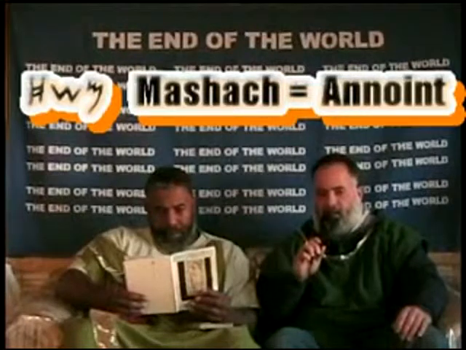Anoint. Right, anoint. Now the word anoint is mashach. Ma-sha-cha. But the ma is separate. The sha and the cha at the end are connected. Mashach, which is anoint. That's when somebody pours oil on your head, you're being anointed. That's how they used to choose kings in the past. They used to anoint them.